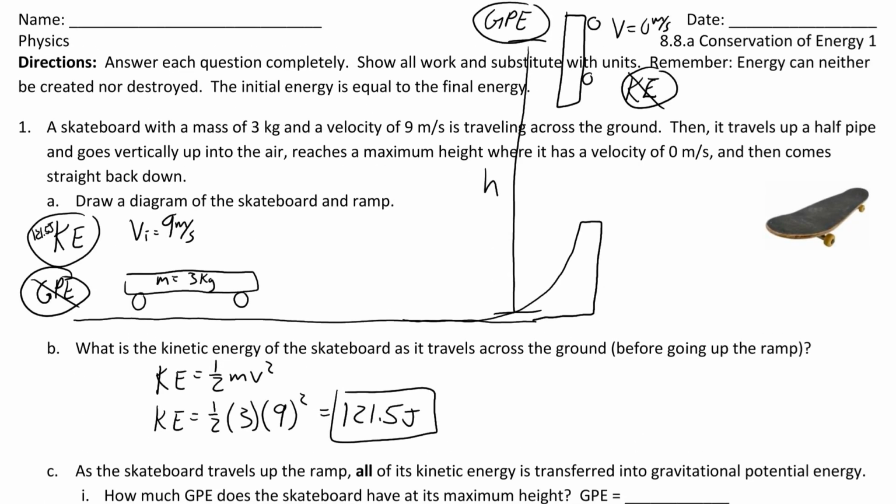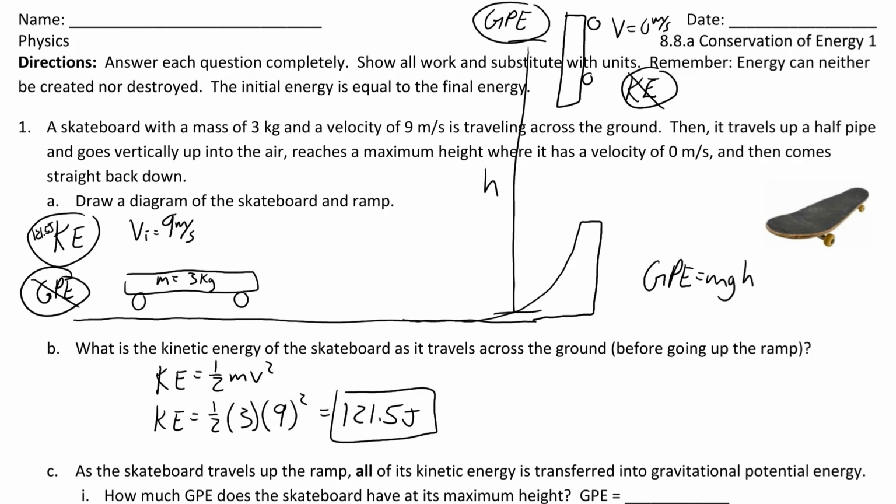So it says, how much gravitational potential energy does the skateboard have at its maximum height? Now, you might have tried to do GPE is equal to mgh because that's how we were doing it in 8.5 when we were doing these problems. And yes, we know what the mass is. Yes, we know what g is, but they don't tell you how high it goes. So if you tried to do that to find GPE, you ran into a problem. I don't know what the height is.